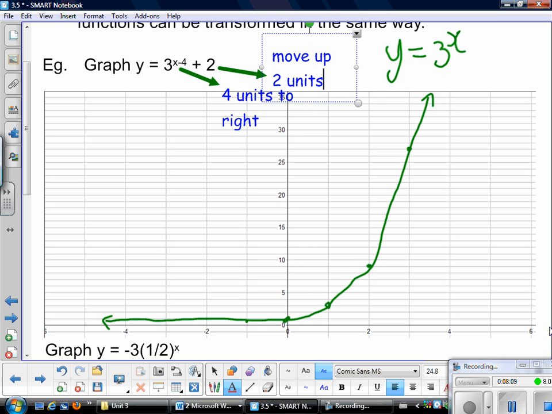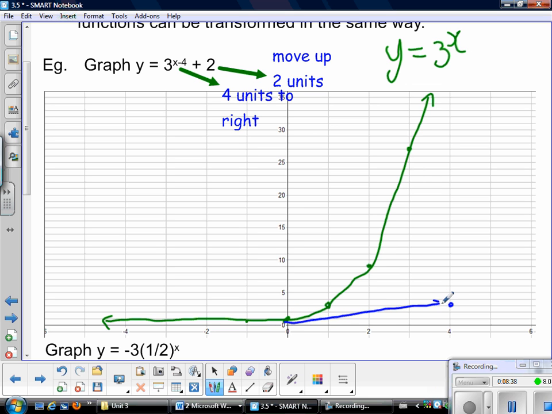So usually the easiest thing to do is to translate these points following this pattern. So what we're going to do is I'm going to take a blue one this time. And normally this points at 1, so I'm going to move it over 4 units and up 2. Okay, so what I've done is, and I'll bring up the magic pen, I've taken this point and I've transformed it to there.